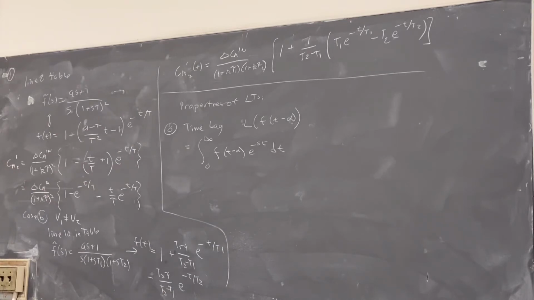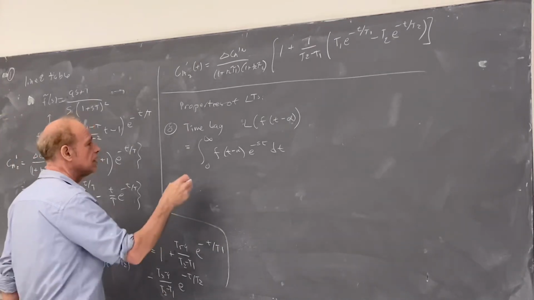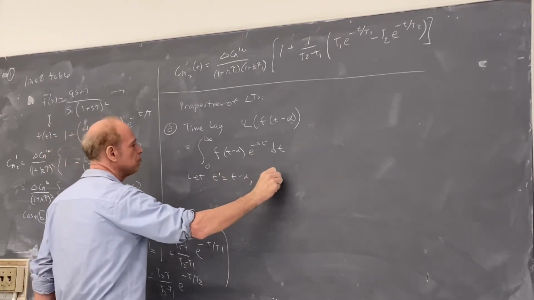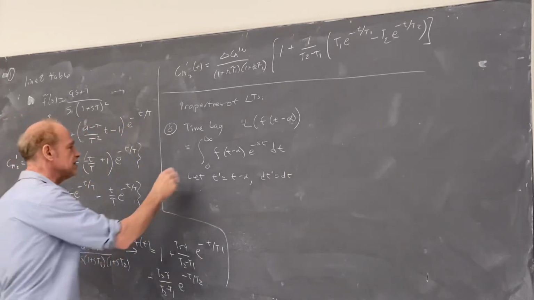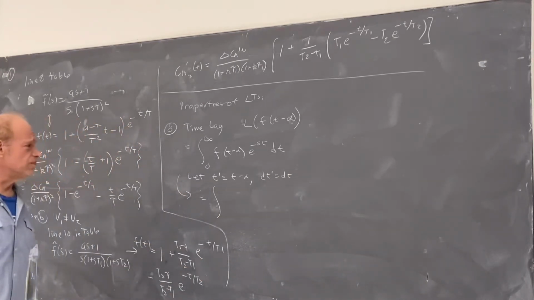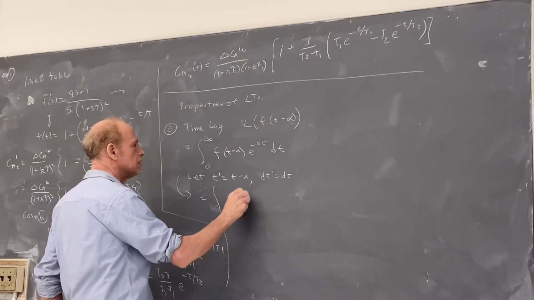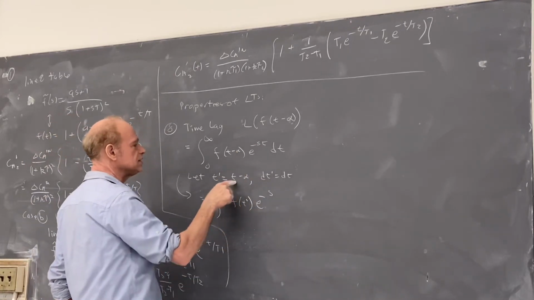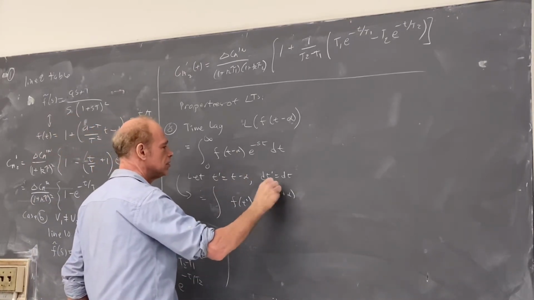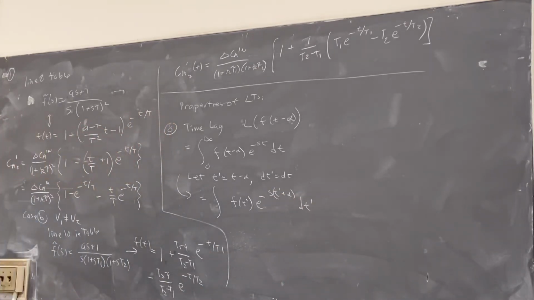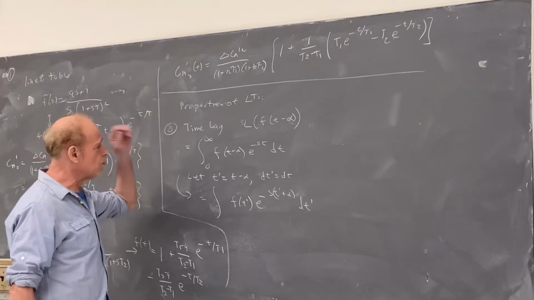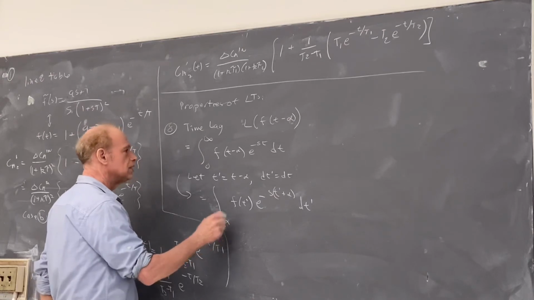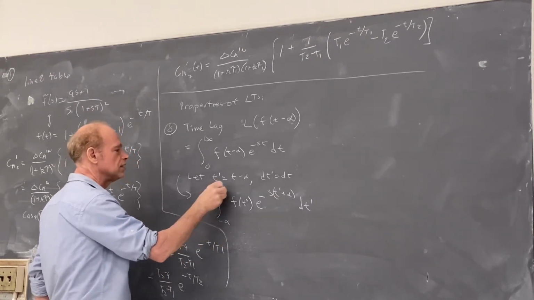Well, f is a function of t minus alpha. So I'm going to change variables. I'm going to let t prime be equal to t minus alpha, and dt prime is dt. And then this is equal to the integral f of t prime, e to the minus s, well, t is equal to t prime plus alpha, dt prime. And let's notice that when t is 0, t prime is minus alpha. And when t is infinity, t prime is infinity.